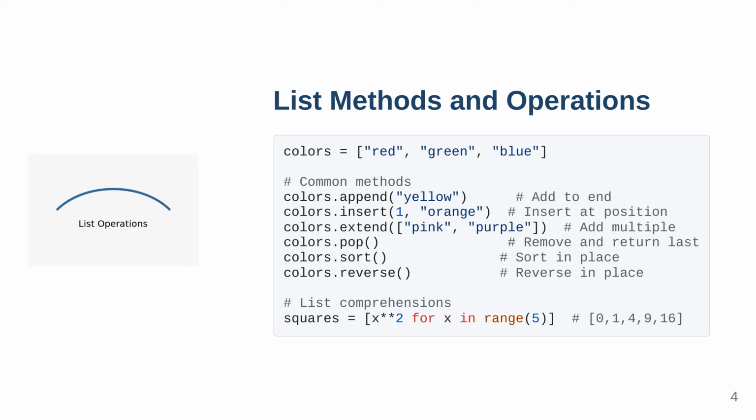List methods provide powerful tools for manipulating data. Notice how some methods modify the list in place, like sort and reverse, while others return new values, like pop. List comprehensions offer a concise way to create lists based on existing sequences. They're both readable and efficient. Understanding these operations is crucial for effective data manipulation in Python.